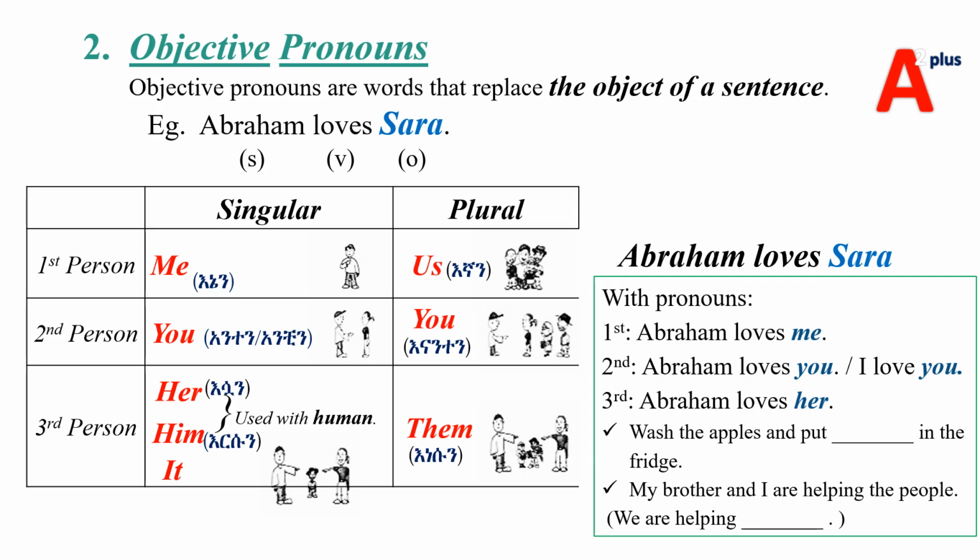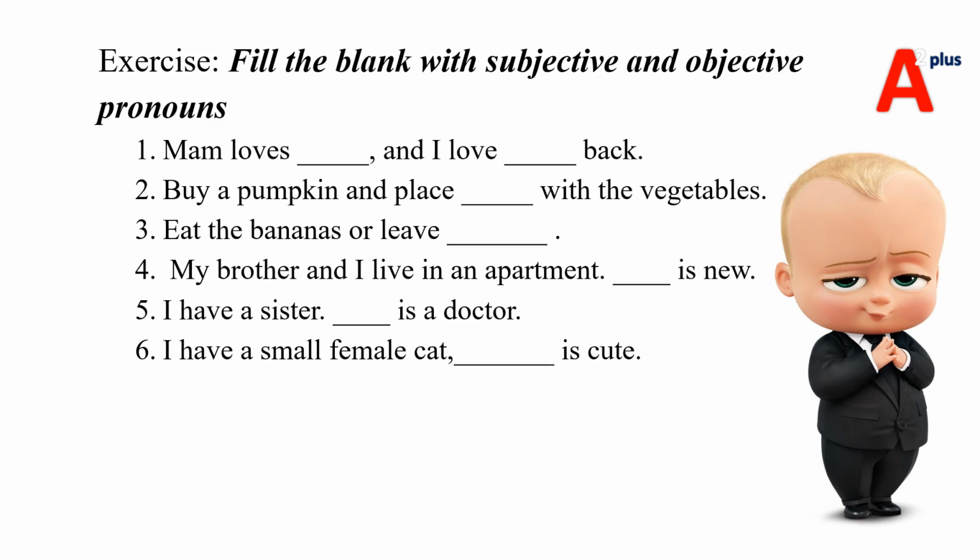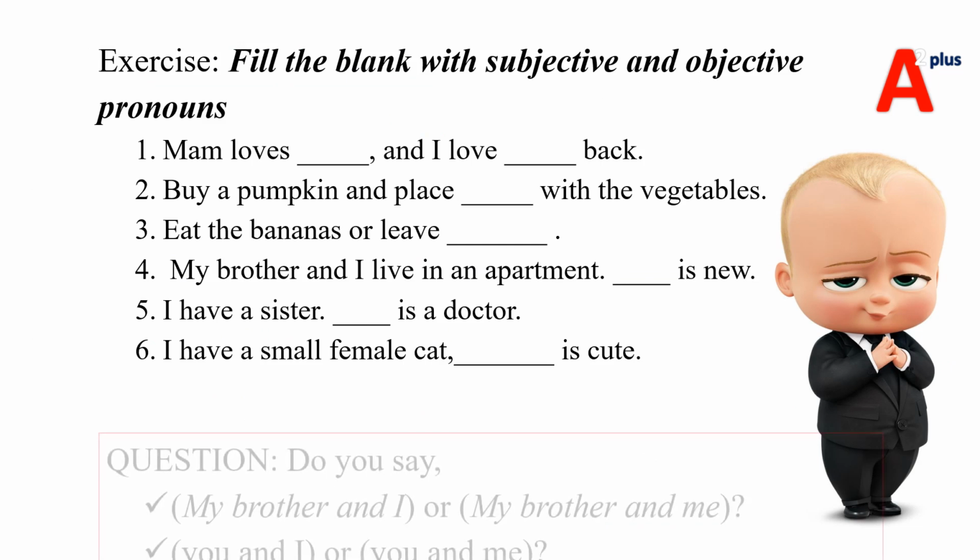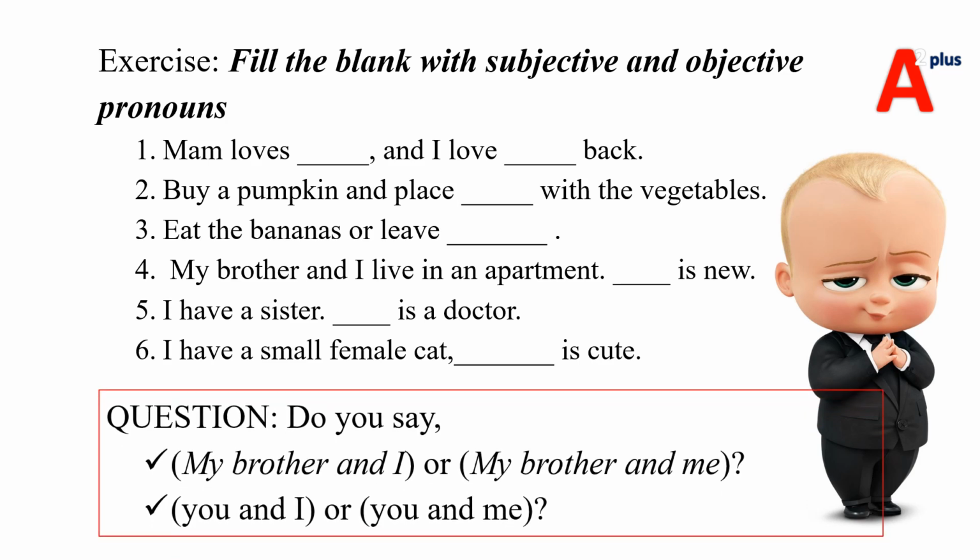So we have a small exercise. Fill in the blank space with the correct subjective and objective pronoun. Number 1: Mom loves dash and I love dash back. Number 2: Buy a pumpkin and place dash with the vegetables. Number 3: Eat the bananas or leave dash. Number 4: My brother and I live in an apartment. Dash apartment is new. I have a sister. Dash is a doctor. I have a small female cat. Dash is cute.